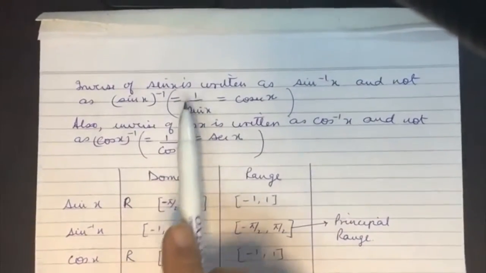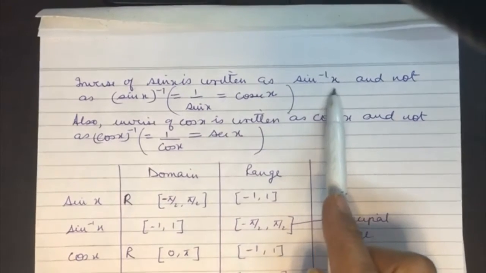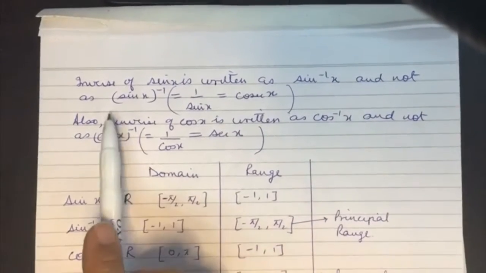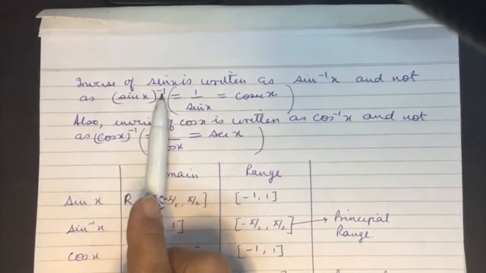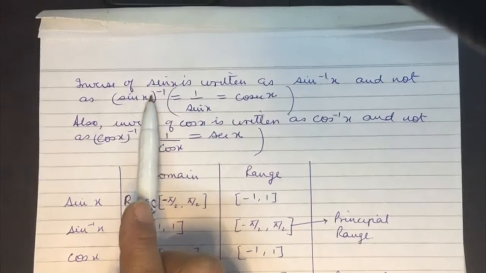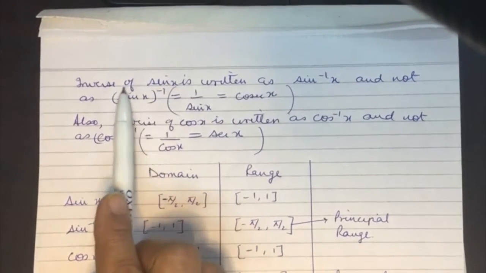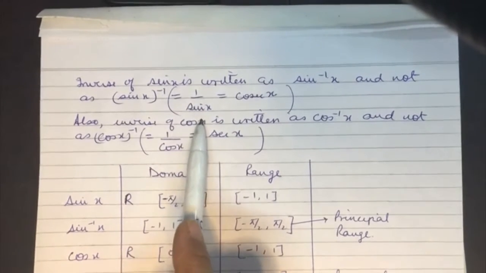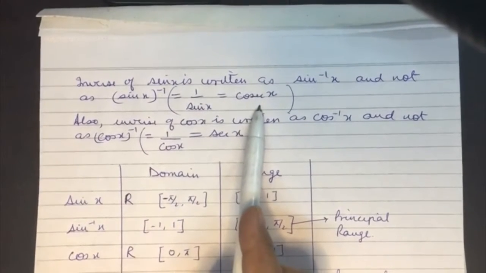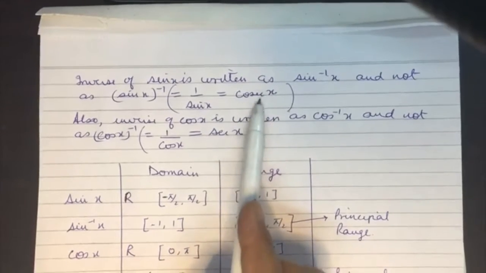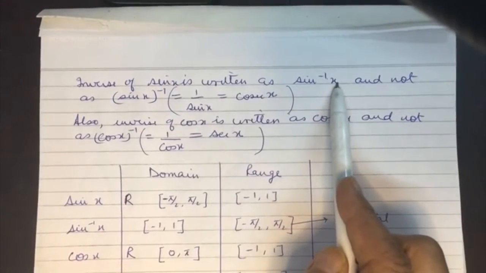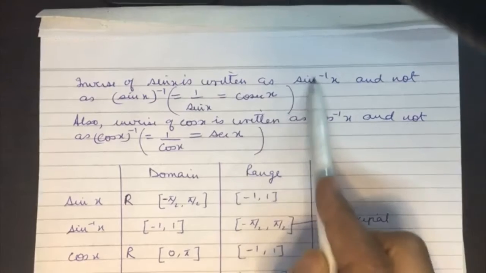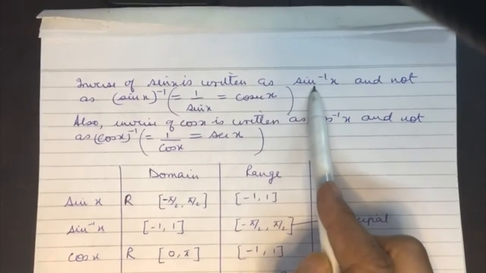The inverse of sine x is written as sine inverse x and not as sine x whole inverse. The reason is that if you write it as sine x whole inverse, it is nothing but 1 upon sine x, which is cosec x, and definitely cosec x is not equal to sine inverse x. They are two entirely different functions.